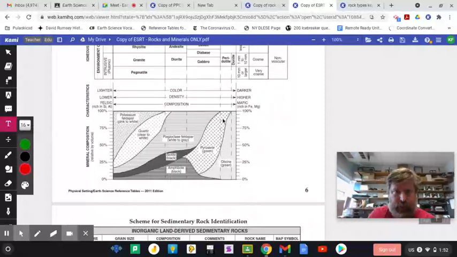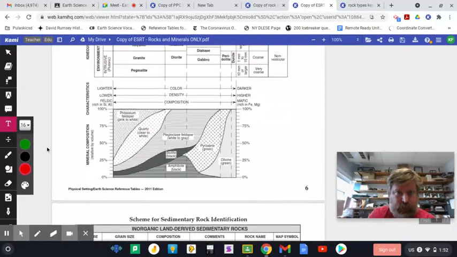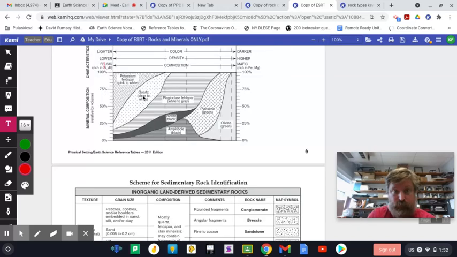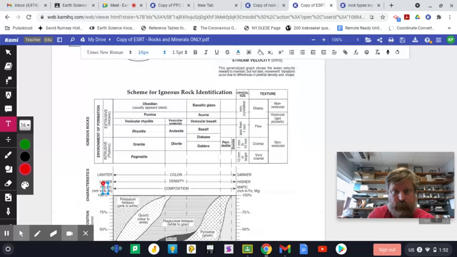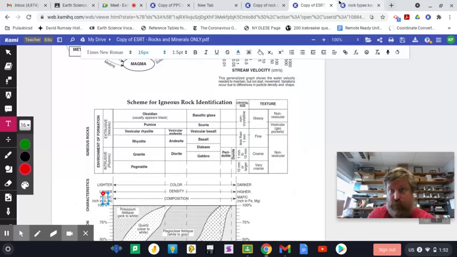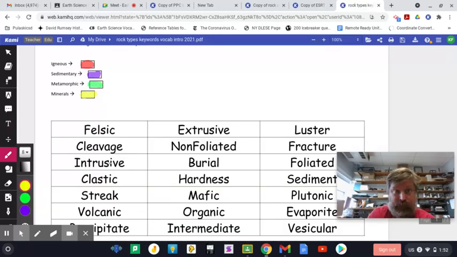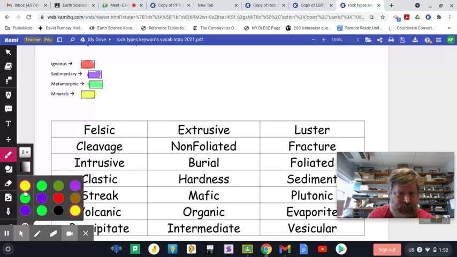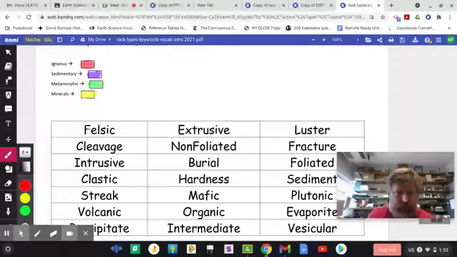I look around, and there it is right there. Felsic, that word goes with this reference table, which is the igneous reference table. So then you say, okay, felsic, igneous, that's red. Highlight that in red, and we're good. See what I'm saying? So you'll do that for all those words.